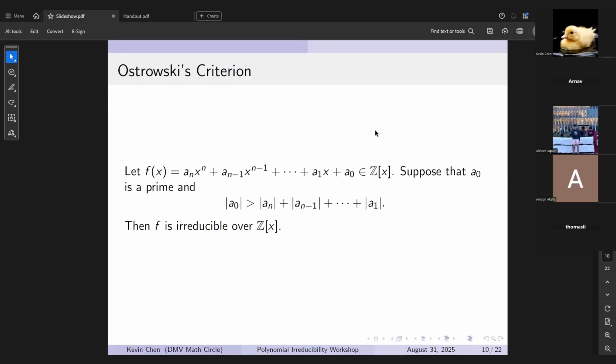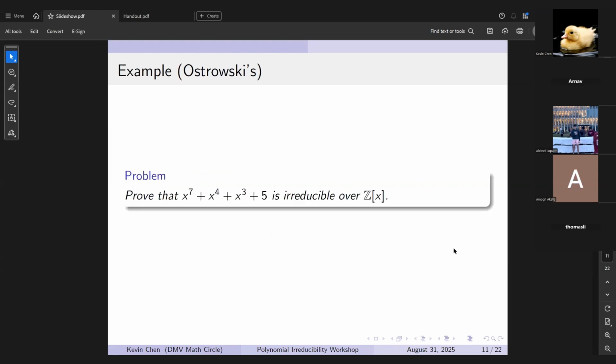All right, so we left off at proving Ostrowski's criterion. So we already finished the proof, and we've established that f is irreducible as long as these conditions are satisfied. So the example problem is prove that x to the seventh plus x to the fourth plus x cubed plus 5 is irreducible over Z.